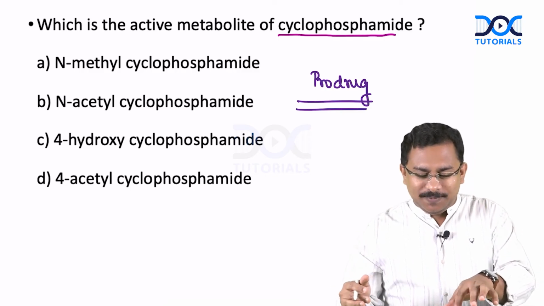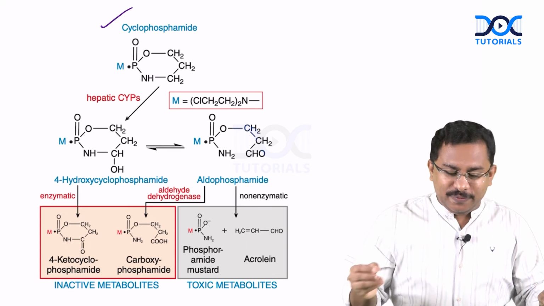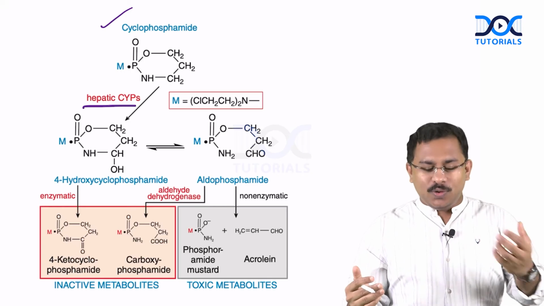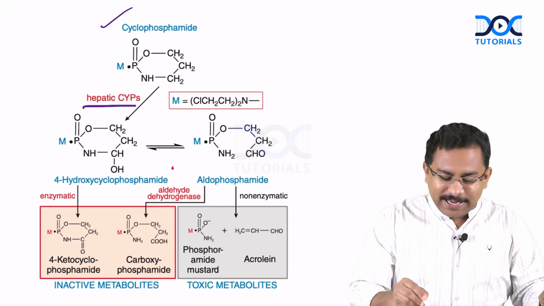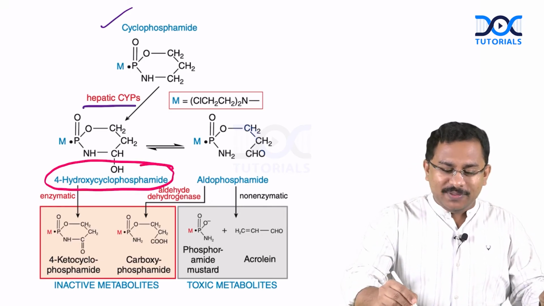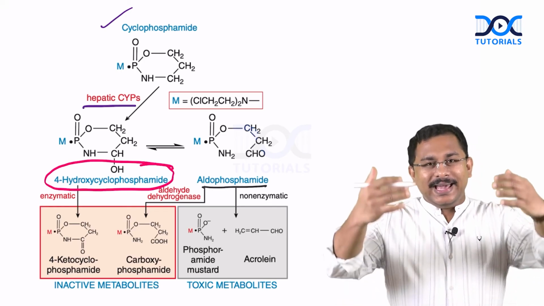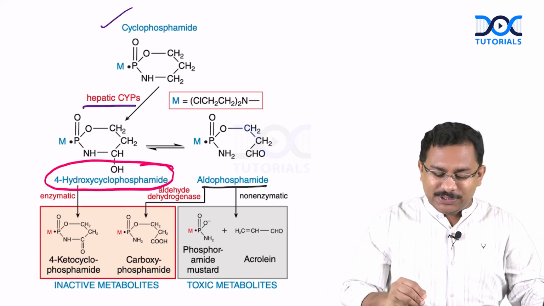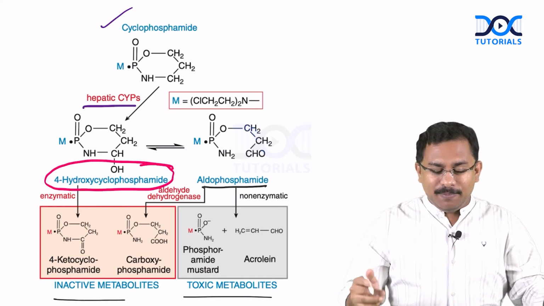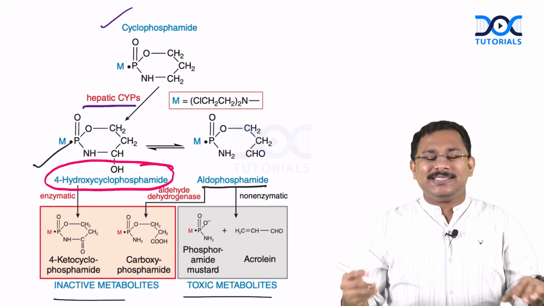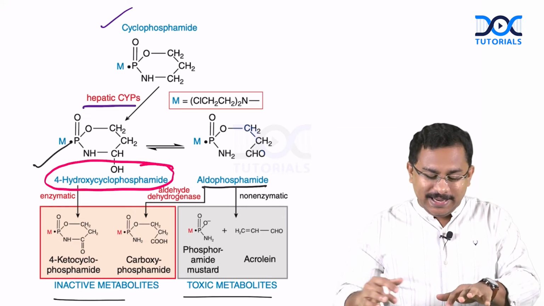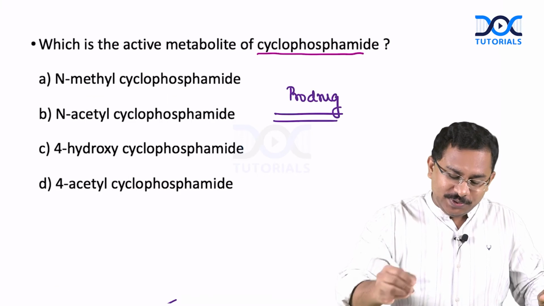Let me just show you a figure which I have taken from Goodman-Gilman. You can see cyclophosphamide is metabolized by the cytochrome enzymes. And what is this active metabolite? 4-hydroxy cyclophosphamide. You also have the formation of aldophosphamide, and subsequently, it is then metabolized to various inactive metabolites and toxic metabolites in case of excess. But remember, 4-hydroxy cyclophosphamide is one of the active metabolites of cyclophosphamide, and the answer is option C.